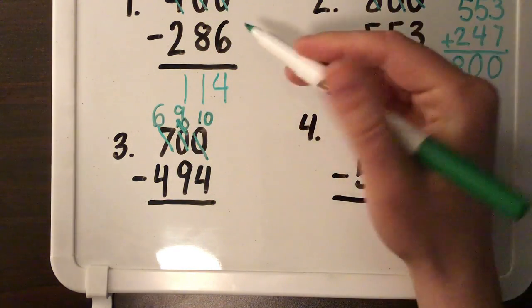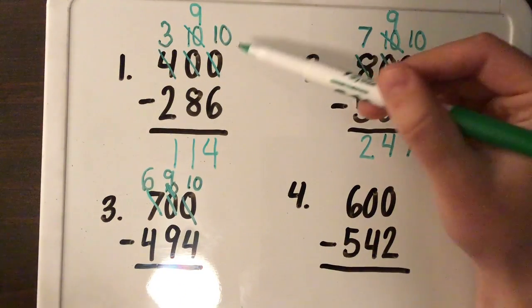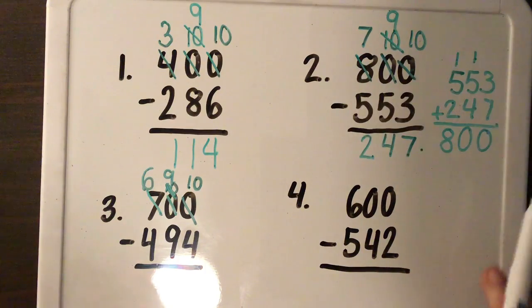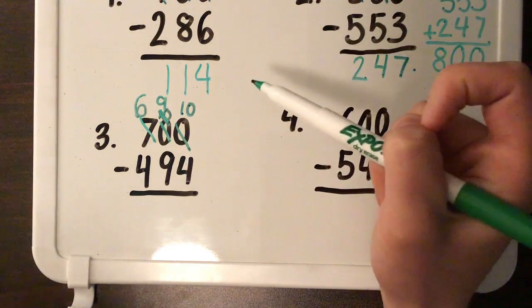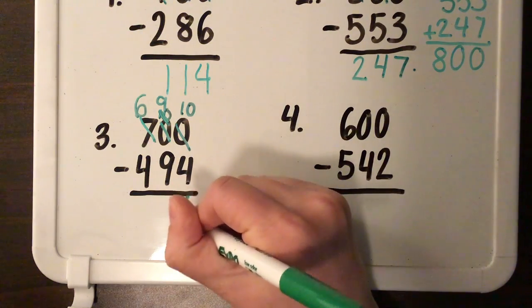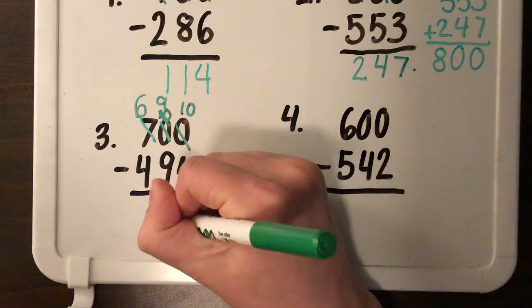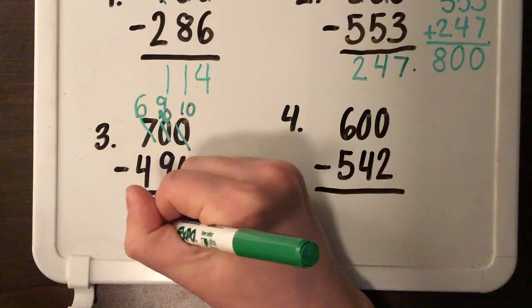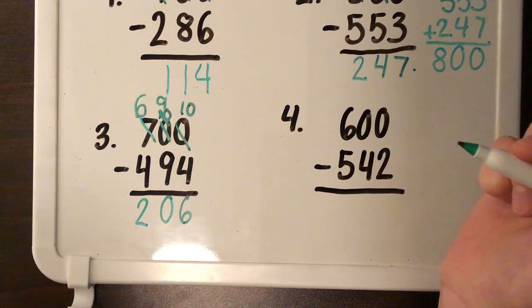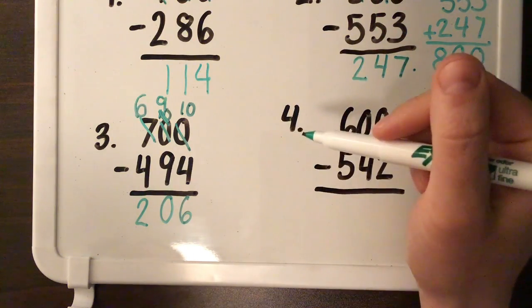Okay, now I can subtract. Up here I did 10 take away 6 gives me 4. So I know down here that 10 take away 4 is going to give me 6. 9 take away 9. Okay, that is 0. And then 6 take away 4 is 2. My answer is 206.